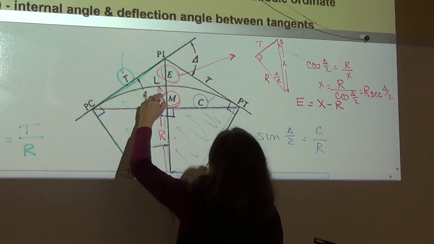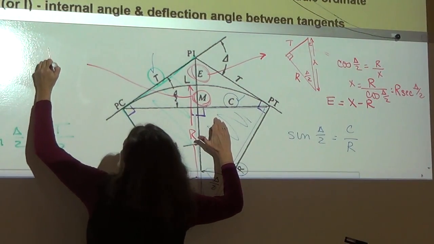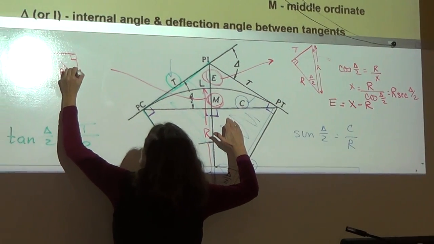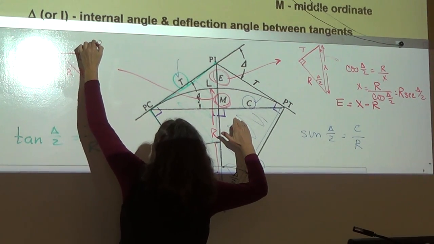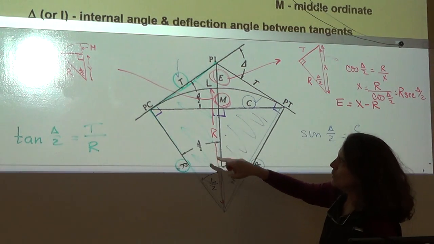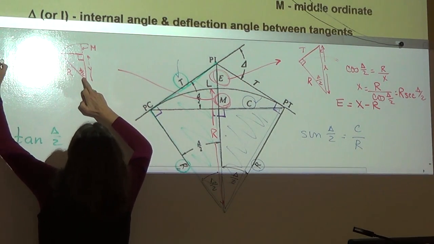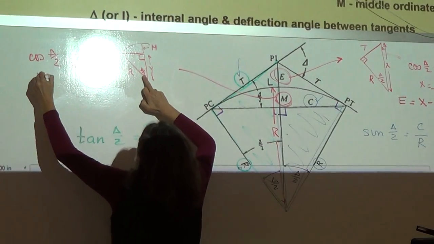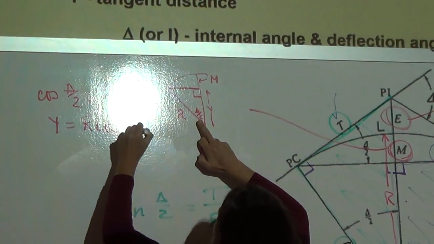Let's try M now. I have a triangle here that has R, delta over 2, and now I'm going to call this Y. And here's where my M is. My M is where the curve is. So can I find Y? Isn't the cosine of delta over 2 equal to Y over R? So Y is equal to R times the cosine of delta over 2.